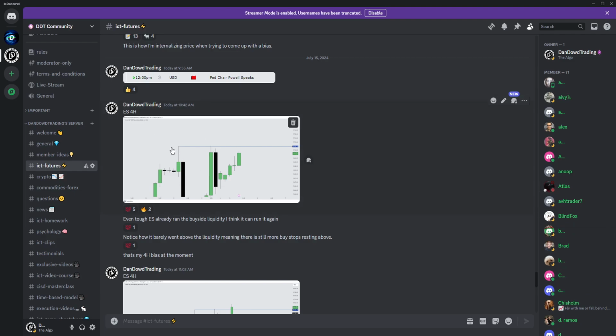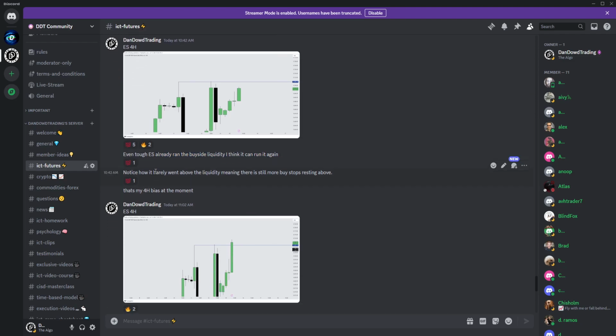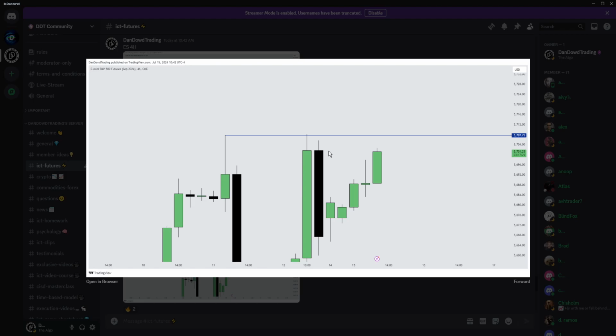I do share my higher time frame bias and also lower time frame setups in this ICT futures tab. You can see here is ES on the 4-hour time frame at 10:42 a.m. Exactly what I told you guys in this video is what I told Discord members. Even though ES already ran out the buy side liquidity, I think it can run it again because it barely ran that liquidity. So it was only about 8 points or 7 points to the upside for it to take out this previous high up in here.